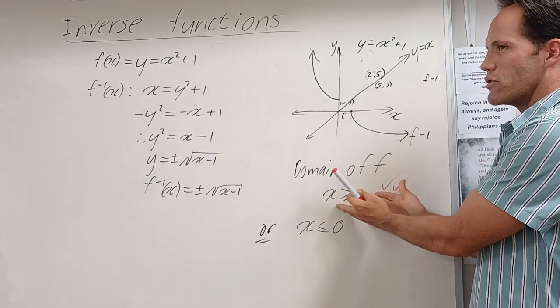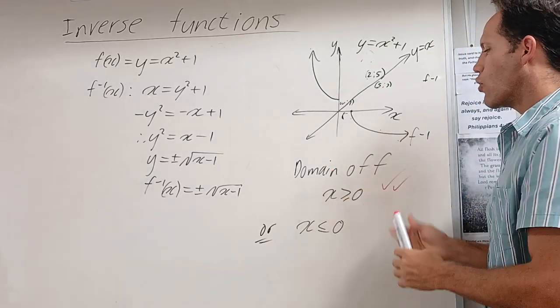You just say x bigger or equal to 0, okay, for f. Or you can write that one down.